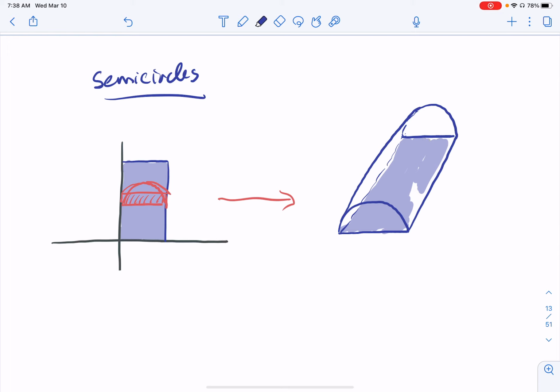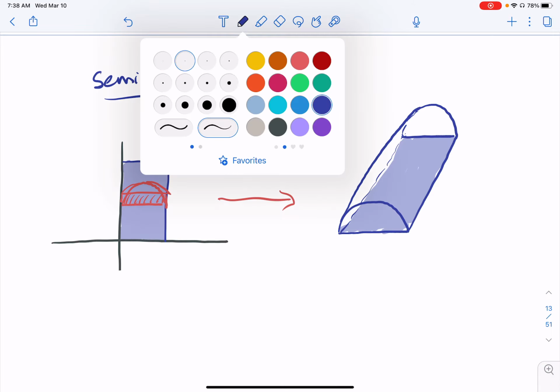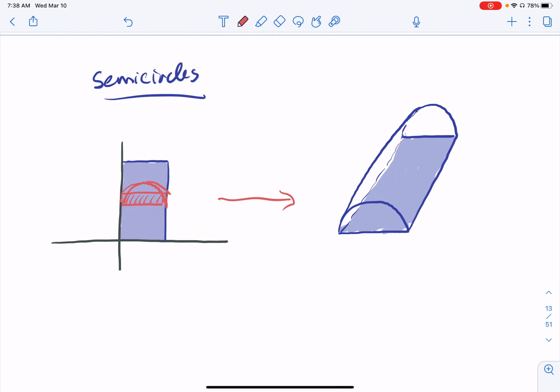And you can almost hear SpongeBob playing in the background where it goes like 3 hours later. Anyway, and then here's our representative rectangle.